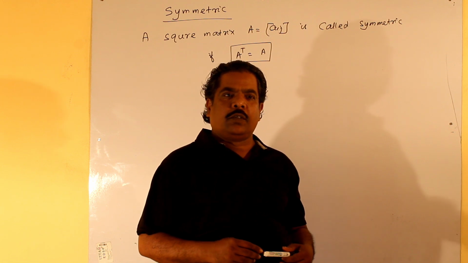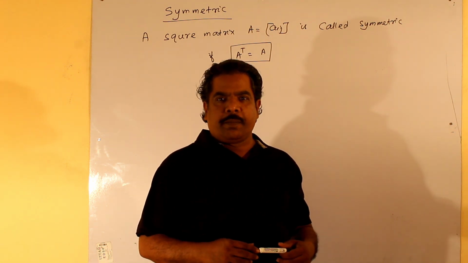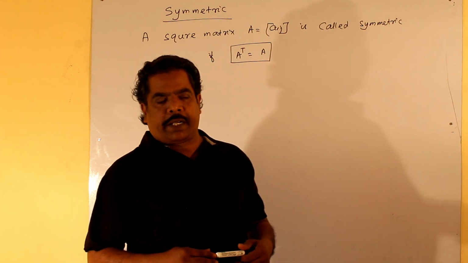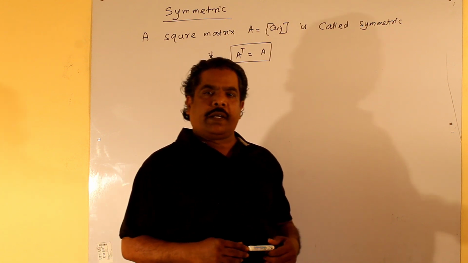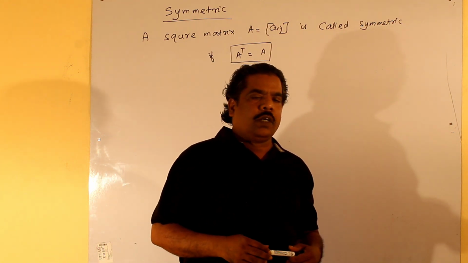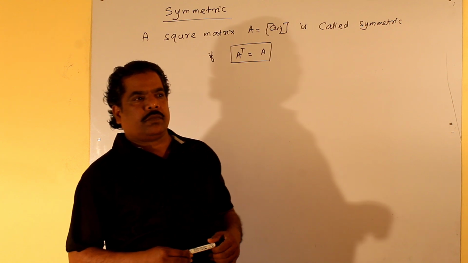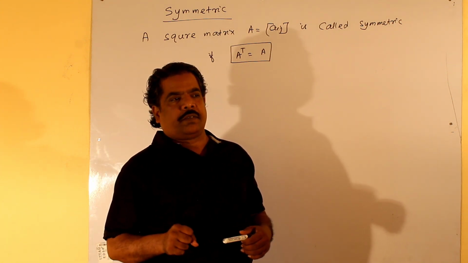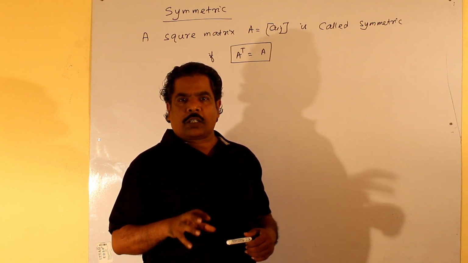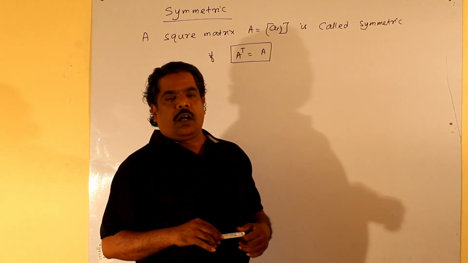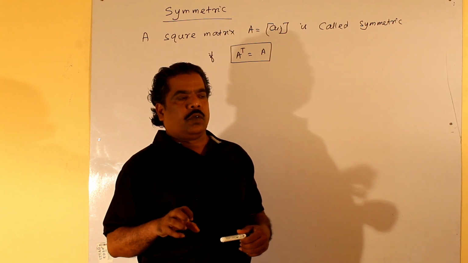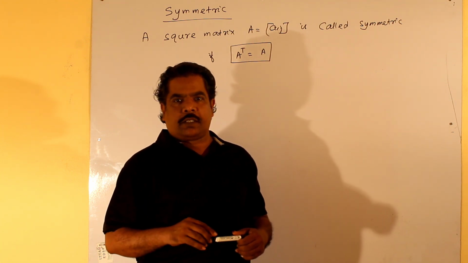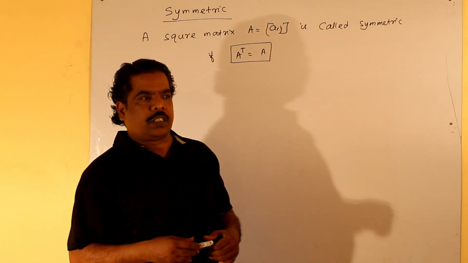Now today we study symmetric and skew symmetric matrices of a square matrix. What is a symmetric matrix? Each and every matrix does not possess symmetry, so not all matrices are called symmetric matrices. Under such conditions, we say a matrix is a symmetric matrix. What are the conditions?